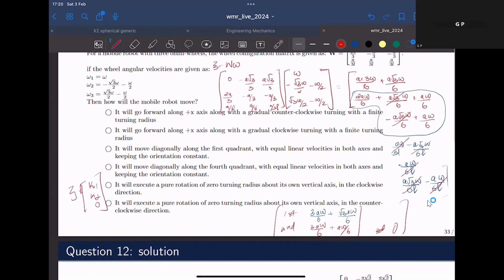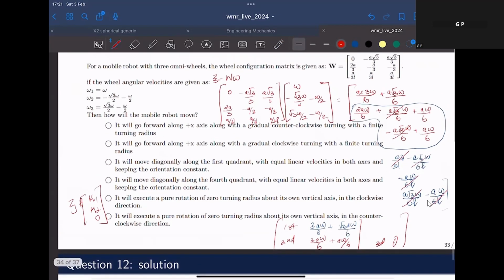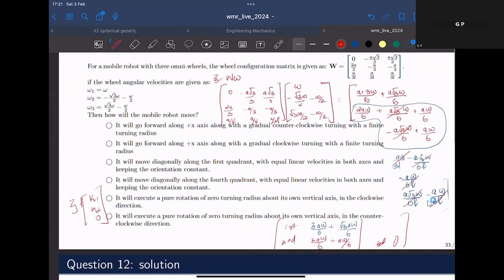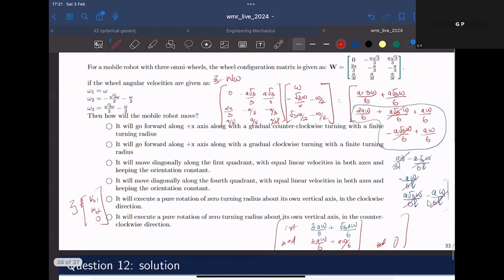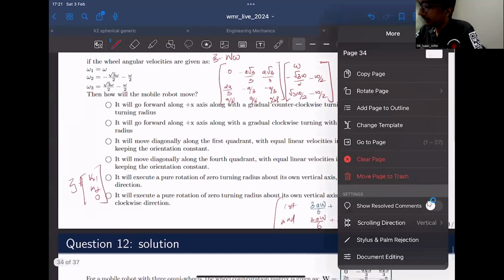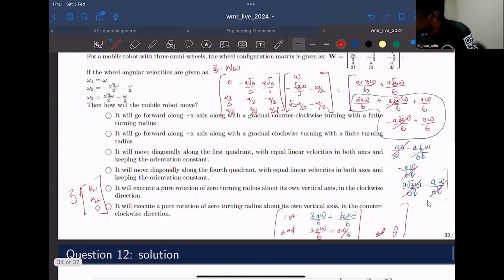Even the first row will become 0, sir, because you left out the negative sign, minus a root 3 into W. So then you say the first row is going to be 0. Is that so? Because W into 0 plus W into minus a root 3 by 3 plus W into a root 3 by 3. Yeah, the problem is I think we have made a mess out of this. So we'll do one thing. We'll create a fresh page and see it more neatly.